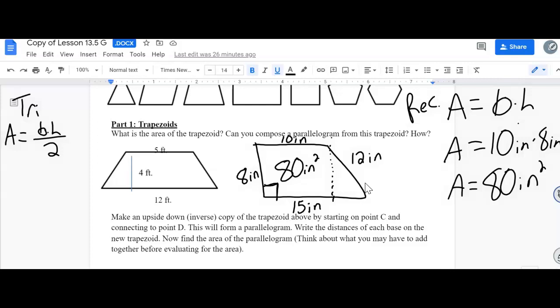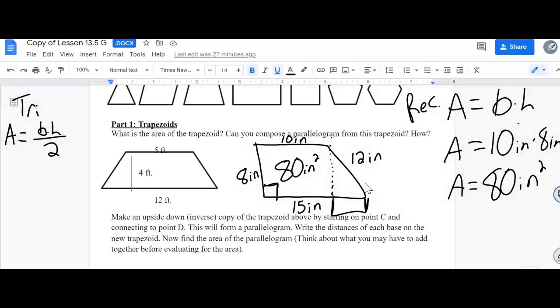The base of the whole trapezoid, the bottom, is 15 inches. Do we want to use 15? No, because that's the base of the trapezoid, not the triangle. Do we want to use 10 inches? No, because that's the base of the rectangle. The distance we are looking for is here to here. It's not given to us. Can we figure it out, though? Yes.